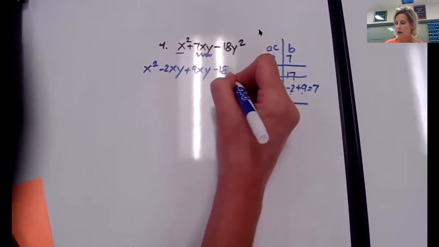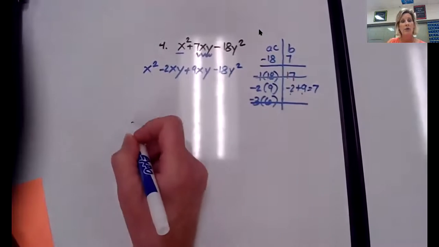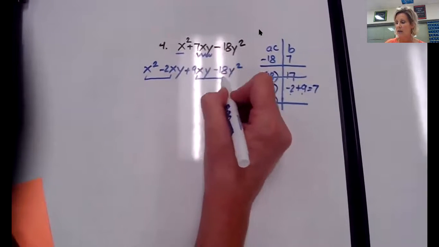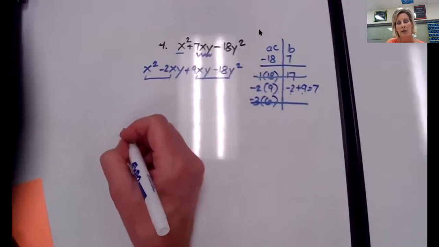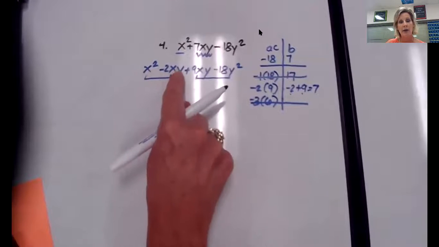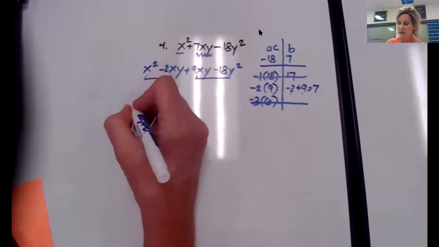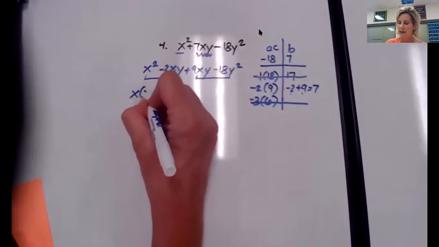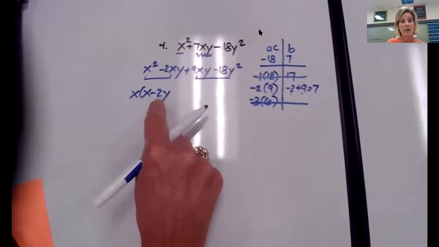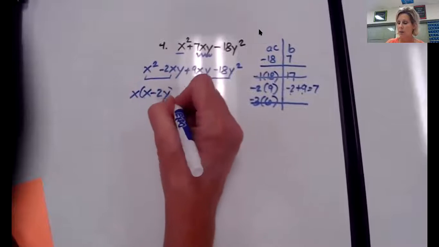Minus 18y squared. So I've got 4 terms. I group it: first and second, third and fourth. That's the way I'm going to pair the terms. What's the GCF for x squared and 2xy? Just x. And it's going to be x times x is x squared, and x times negative 2y is negative 2xy.